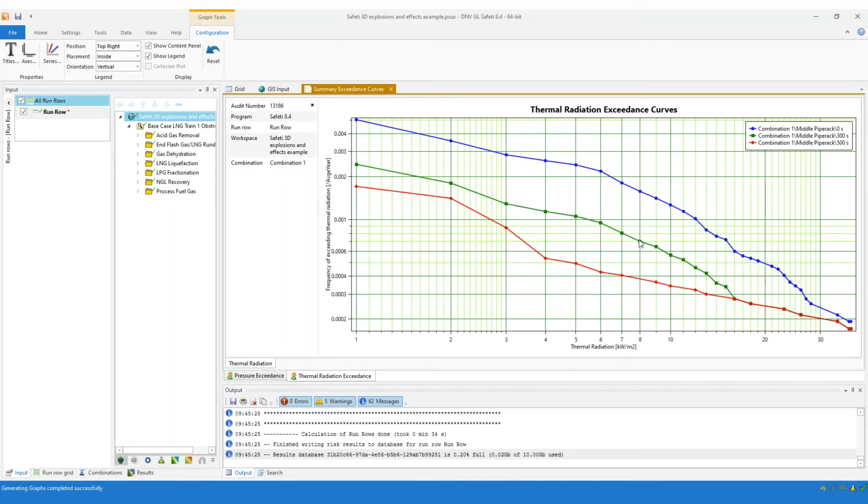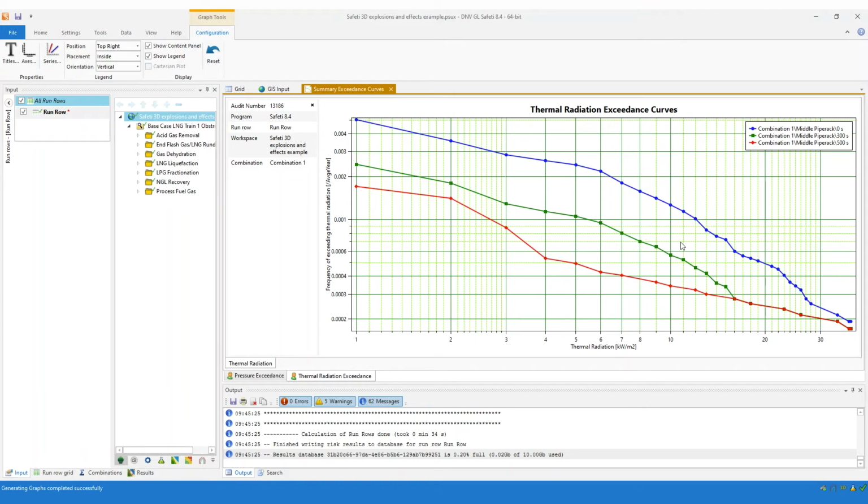These curves are produced for each risk ranking point. Within this study, the risk ranking point is called the middle pipe rack. So this allows us to see, for any given thermal radiation level, how the exceedance frequency varies with time at the middle pipe rack.